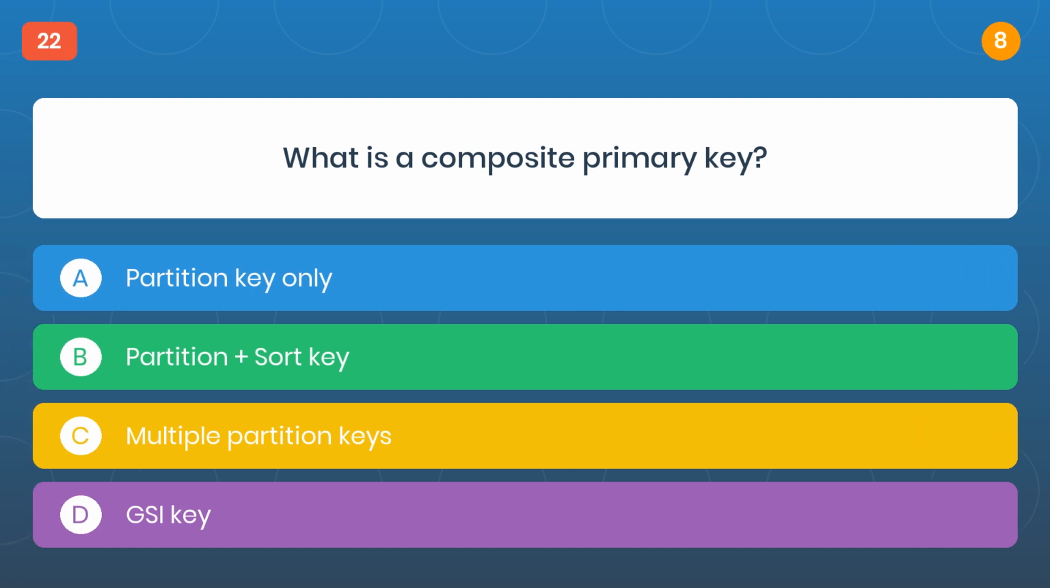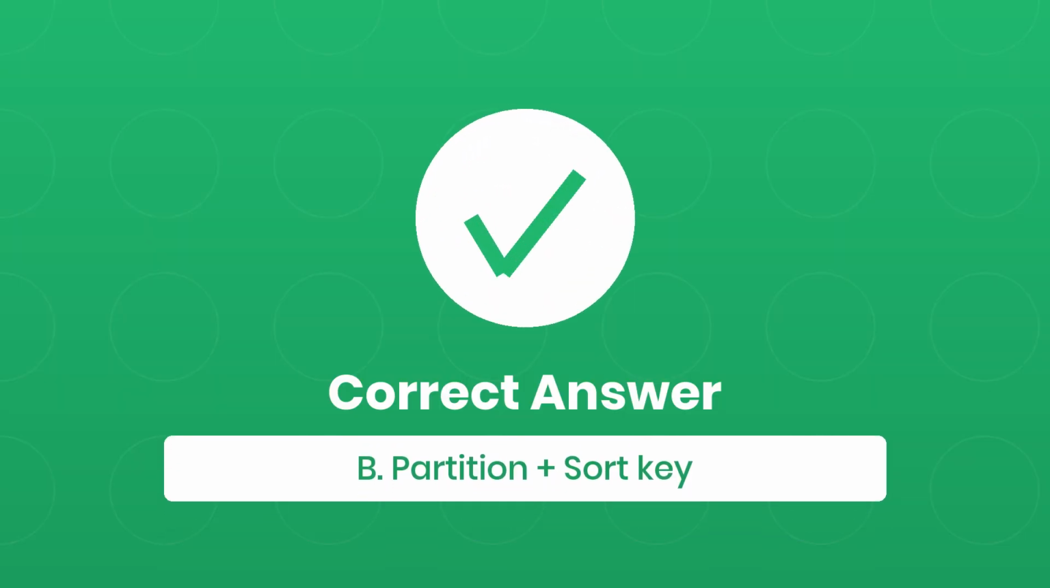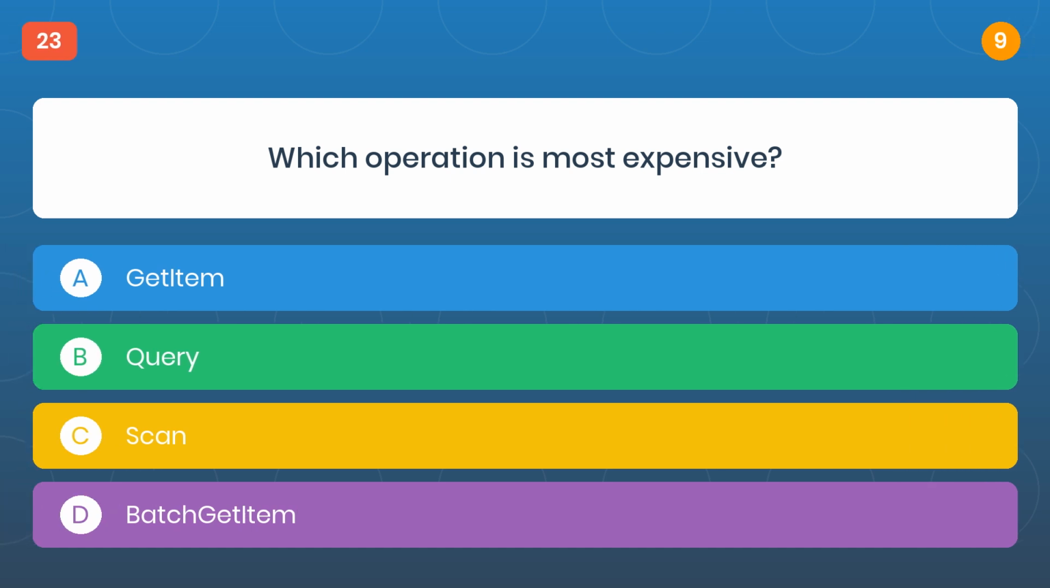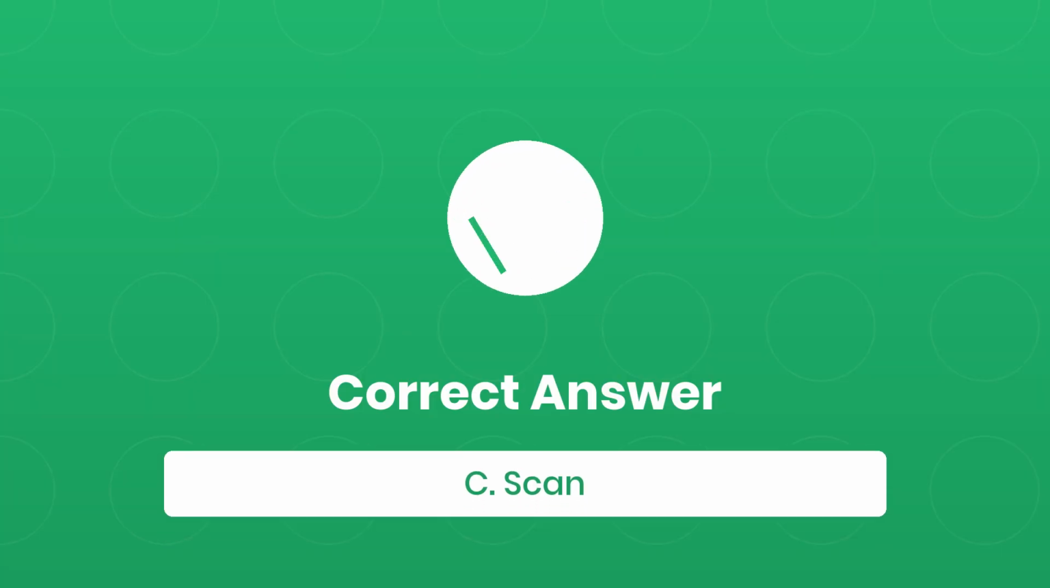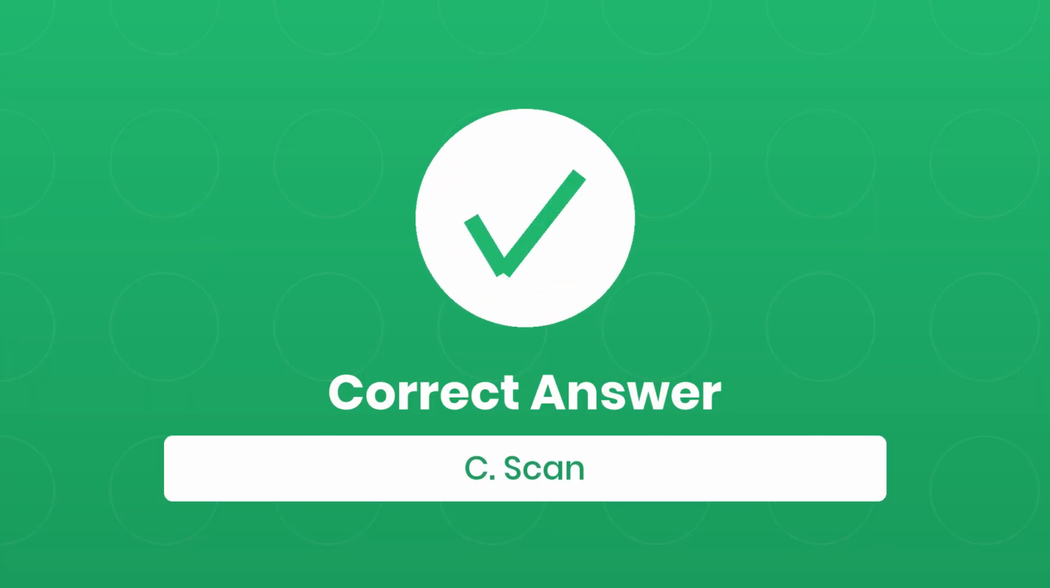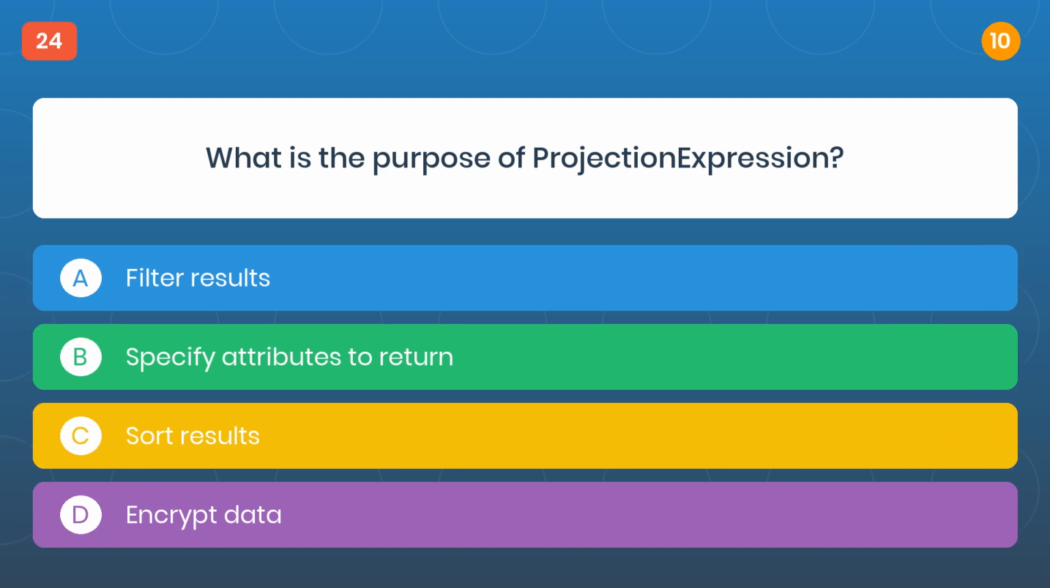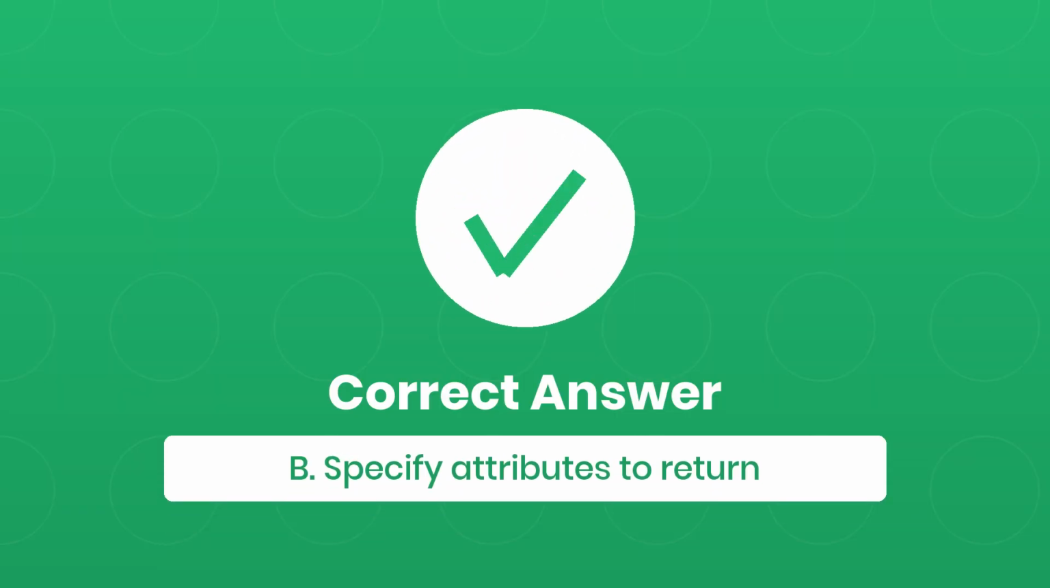Question 22. What is a composite primary key? The correct answer is B, partition plus sort key. Question 23. Which operation is most expensive? The correct answer is C, scan. Question 24. What is the purpose of projection expression? The correct answer is B, specify attributes to return.